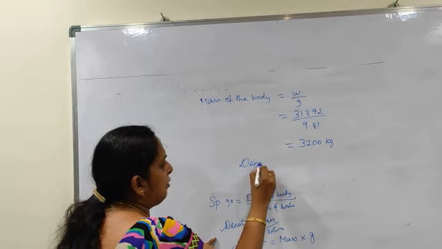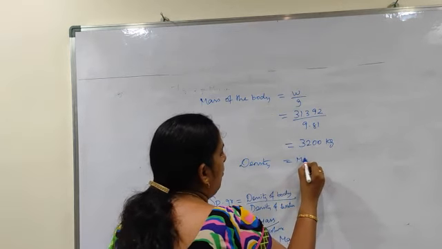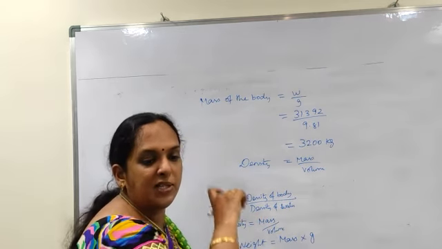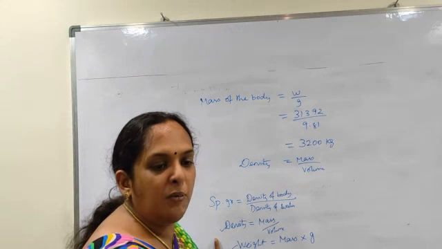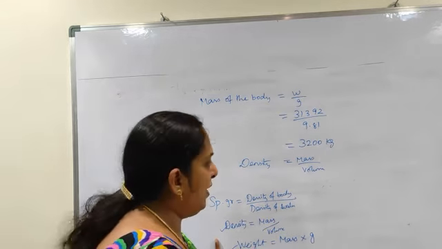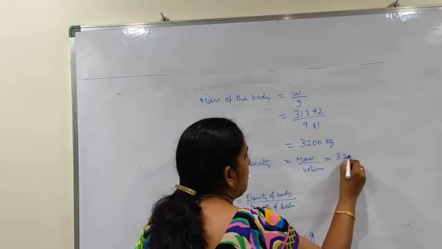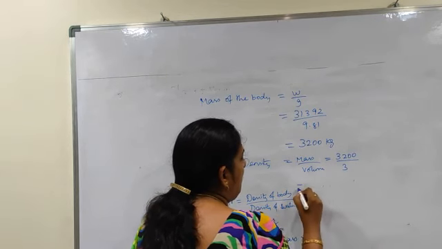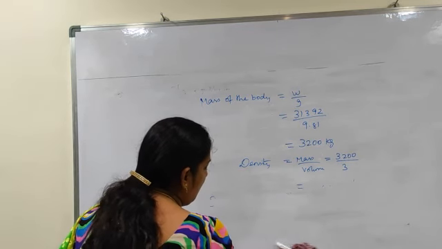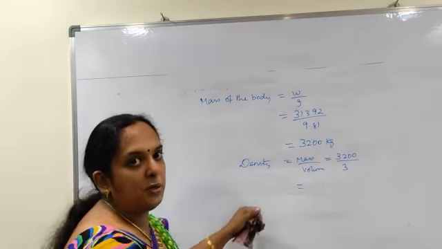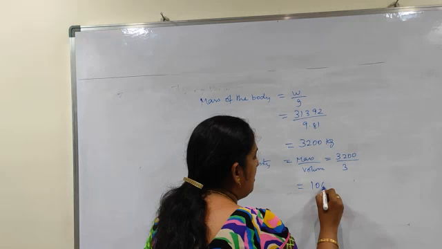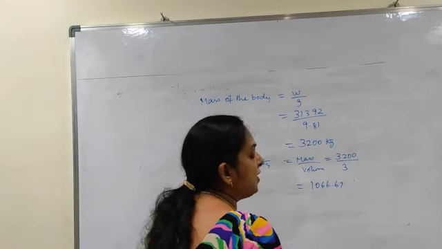So density is equal to mass by volume. Just now we found the mass, it is 3200. And what is the volume here? The volume of the body is given in the problem itself, 3 meter cube. So mass is 3200 by volume 3 meter cube. How much have we got? 3200 divided by 3. So this will be 1066.67.